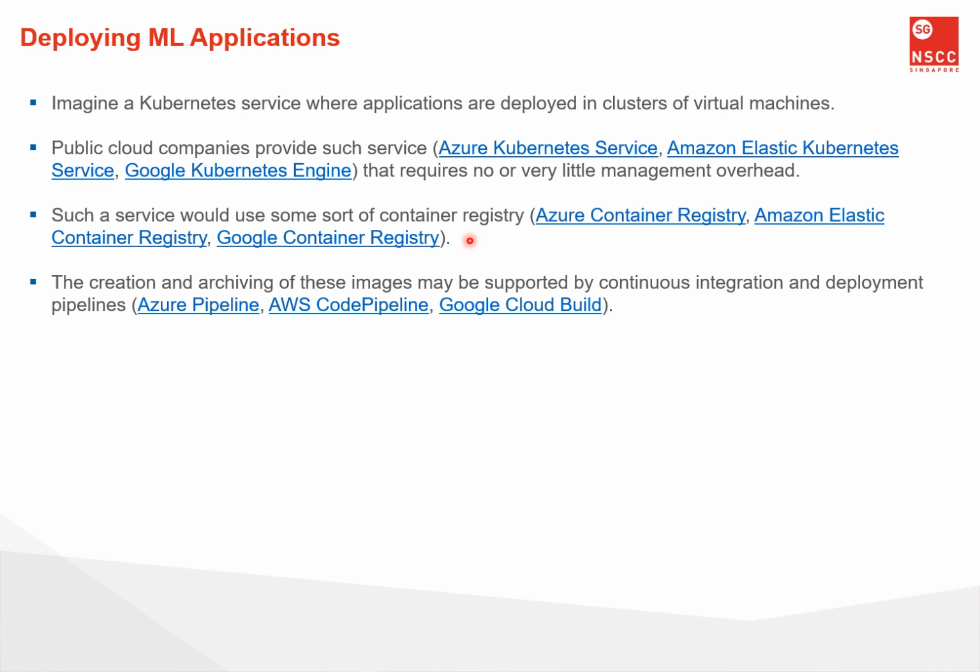something like the domain name lookup, right? You can look up a particular name, and you can locate where that image is found within the container registry. And this creation and archiving of images is supported by CI/CD, continuous integration and deployment pipelines such as Azure Pipelines, Amazon's pipeline, and also Google Cloud Build. So you can see that the major cloud providers such as Amazon, Google, as well as Microsoft have quite good support for this containerized deployment of machine learning applications.